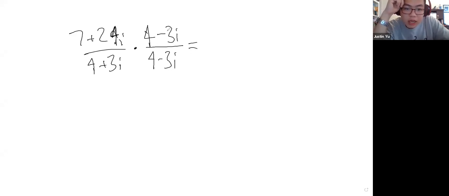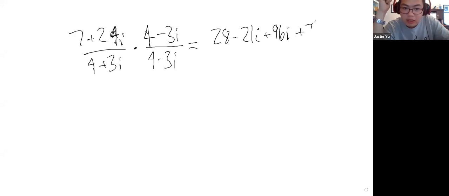So now we have to multiply the top, but hopefully we have practice with this now, so it's a bit less scary. So the top, we have a 28 minus 21i plus 96i. And then this is going to be minus 72i squared. But since i squared is -1, this is actually a plus 72.